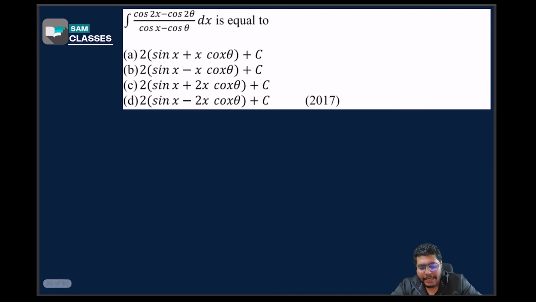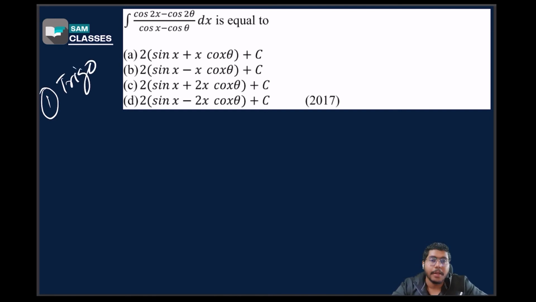Coming to this question directly, I can see I don't have to use integration much. Very minimum integration is needed here. What is needed first? Trigonometry. And what in trigonometry do we need? The formula. What is the cos 2 theta formula? 2 cos square theta minus 1. If I know this value, I'm done.